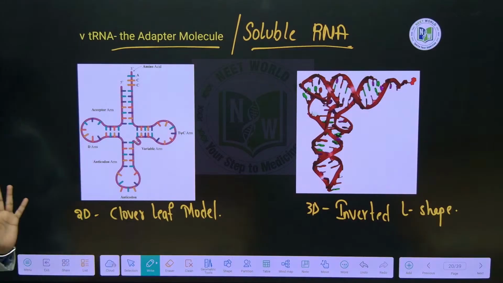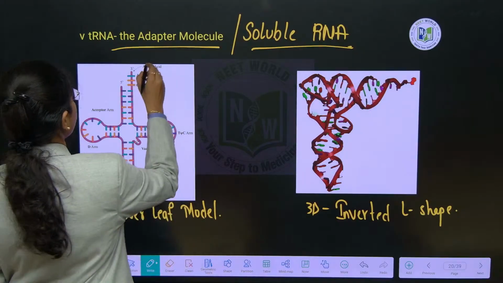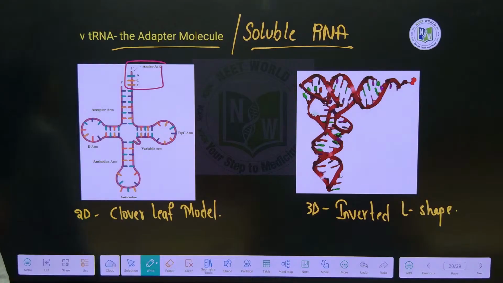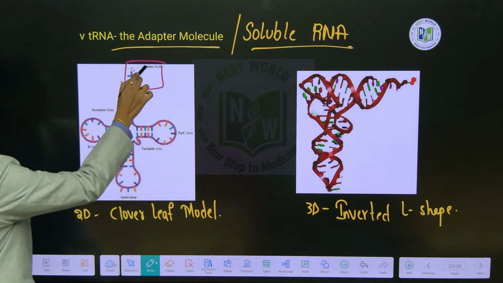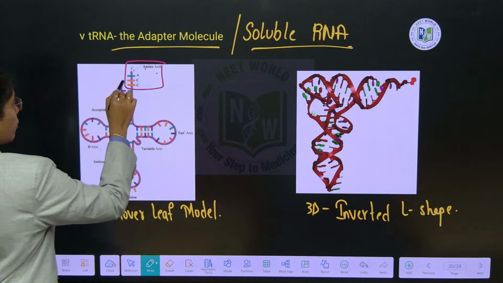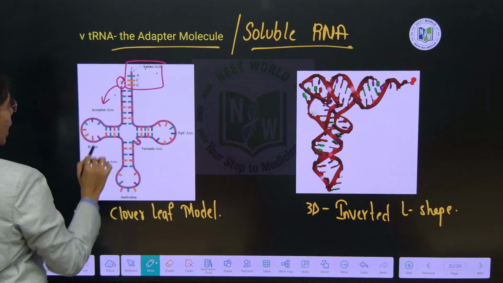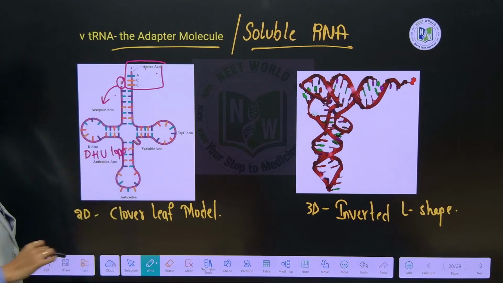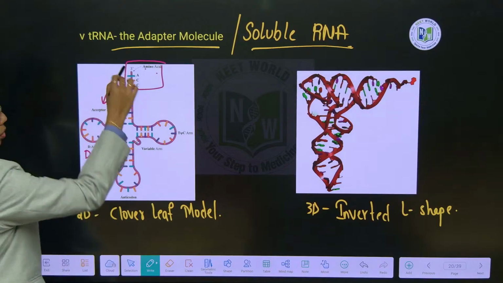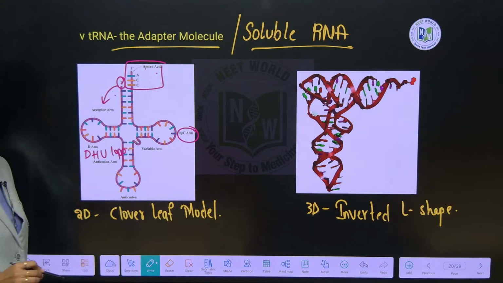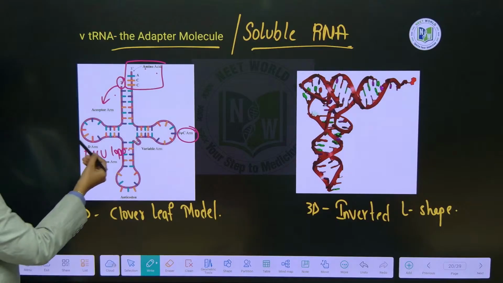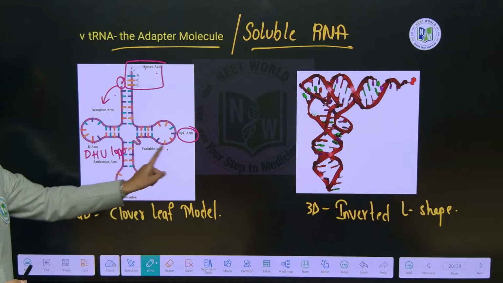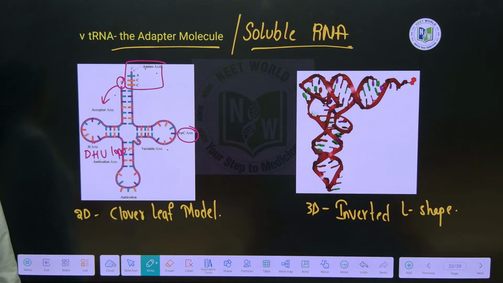In any model, at the 3' end there will be one amino acid attachment site, that is CCA, the sequence is CCA. At the 3' end there is an amino acid. Close to the 5' end, you have the DHU loop. Close to the 3' end you have the T-psi-U loop. The DHU loop is the amino acyl synthetase loop, and the T-psi-U loop is the ribosomal binding loop.